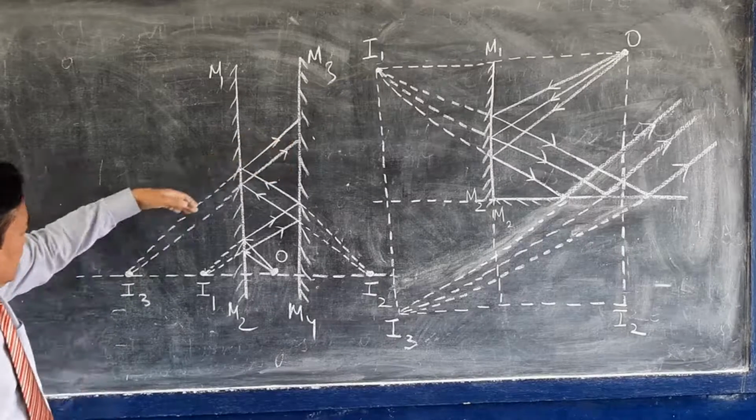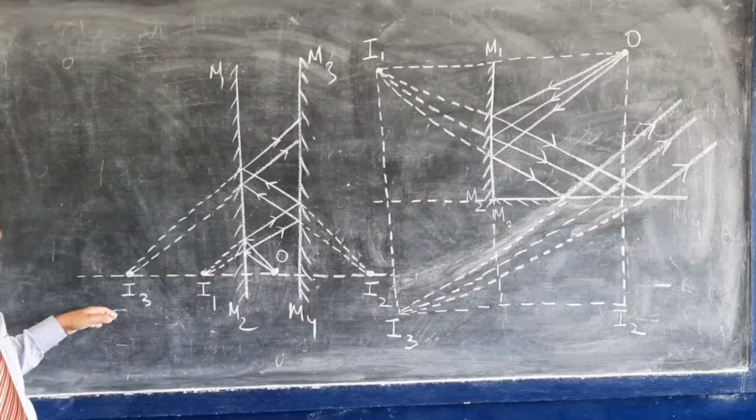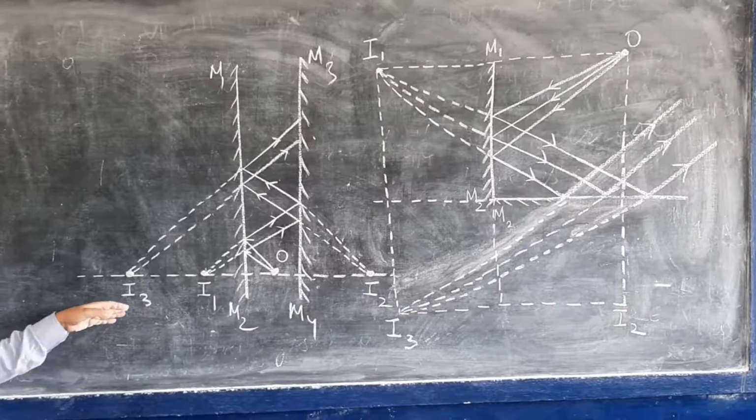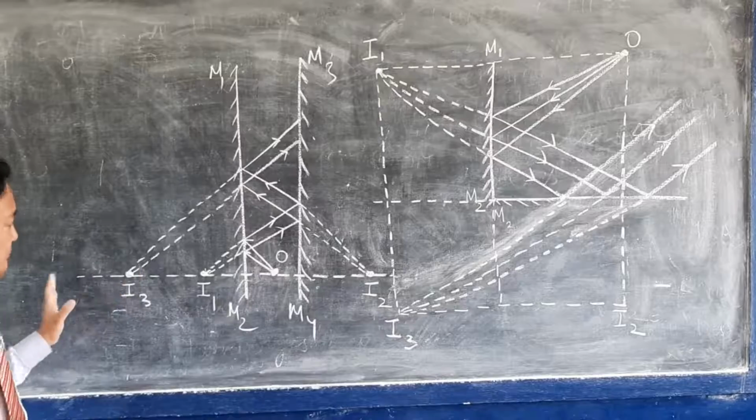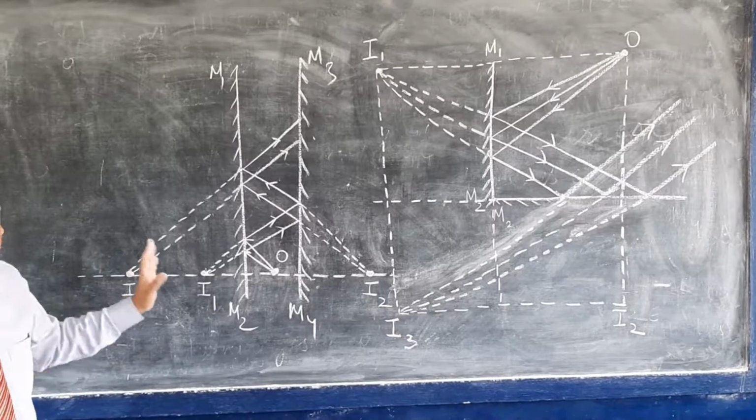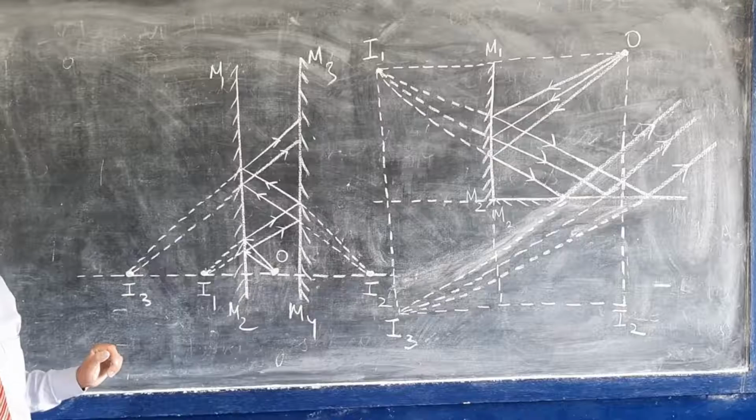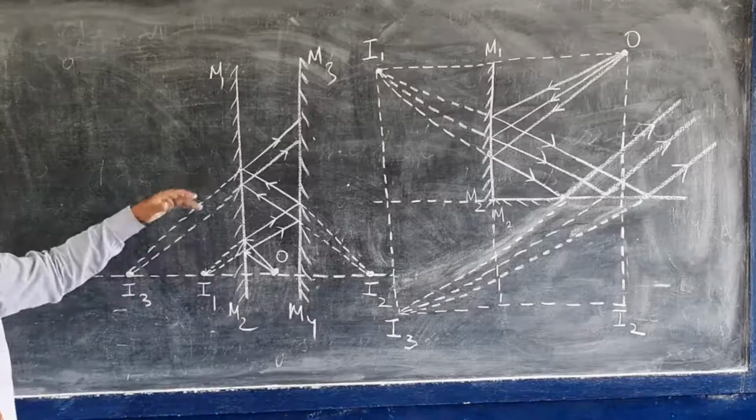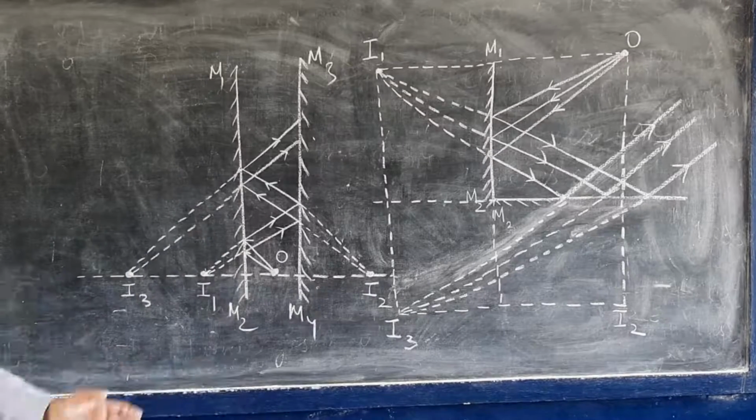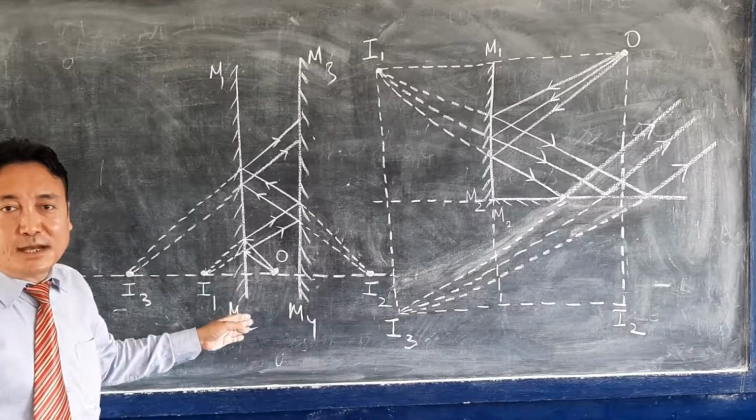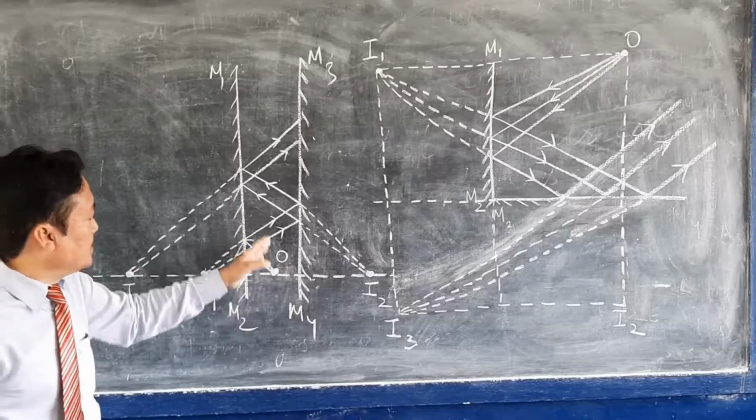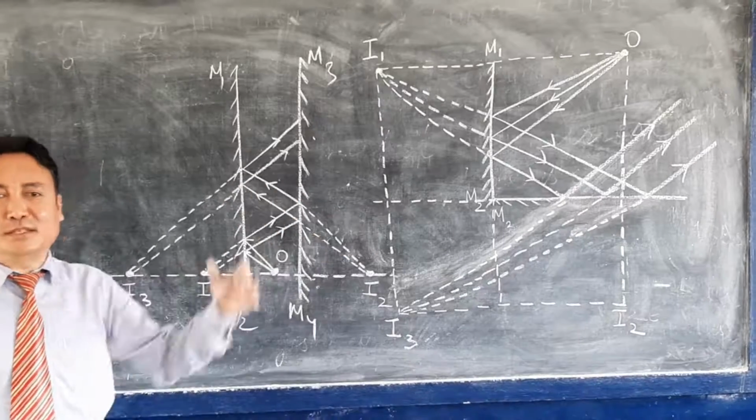So that means the image I3, which has been formed, is formed very far away, and the image is dim. Okay, the image is dim. So therefore, you can see many images here. Infinite images are formed when the mirrors are kept parallel to each other and the object is between them. Many images are formed.